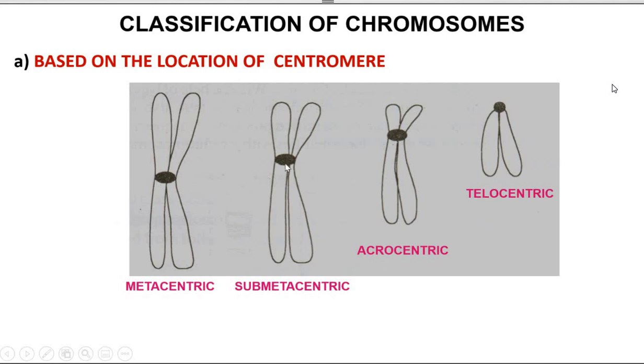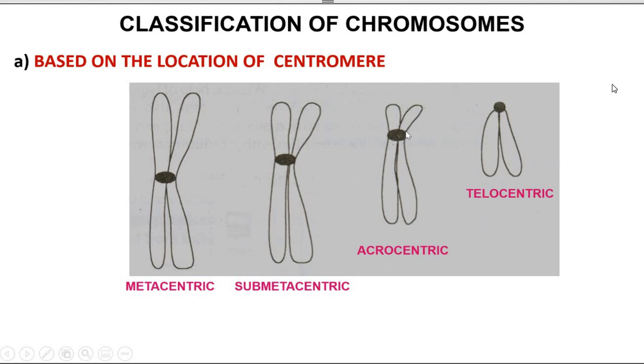Then what about subcentric? In subcentric, you can see that the centromere has started moving towards the proximal end, though it is still near the center of the chromosome, such that it divides the chromosome into a short arm and a long arm. Then we have the acrocentric chromosome, in which the centromere has moved more towards the proximal end and divides the chromosome into a very short arm and a very long arm.